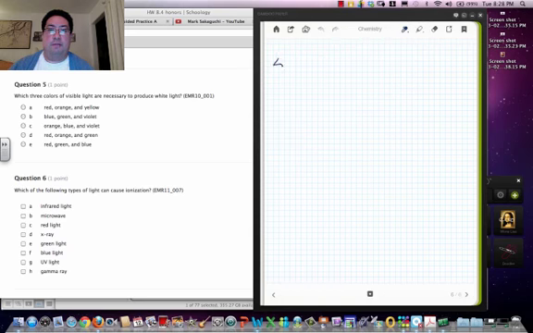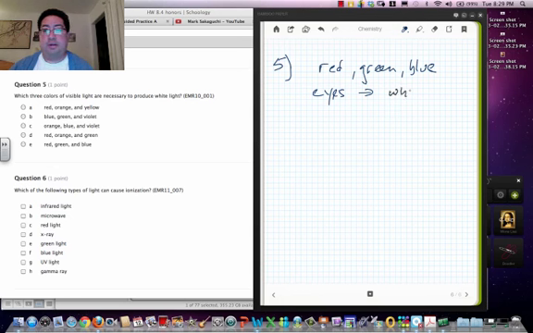For number 5, as a little hint, what colors are necessary to produce white light? I'll just give you this one. It's red, green, and blue. The reason is that your eyes basically see these 3 colors. If they see all 3 colors at the same time, it overwhelms your eyes' detection, so it looks like white. Your eyes are easily fooled.